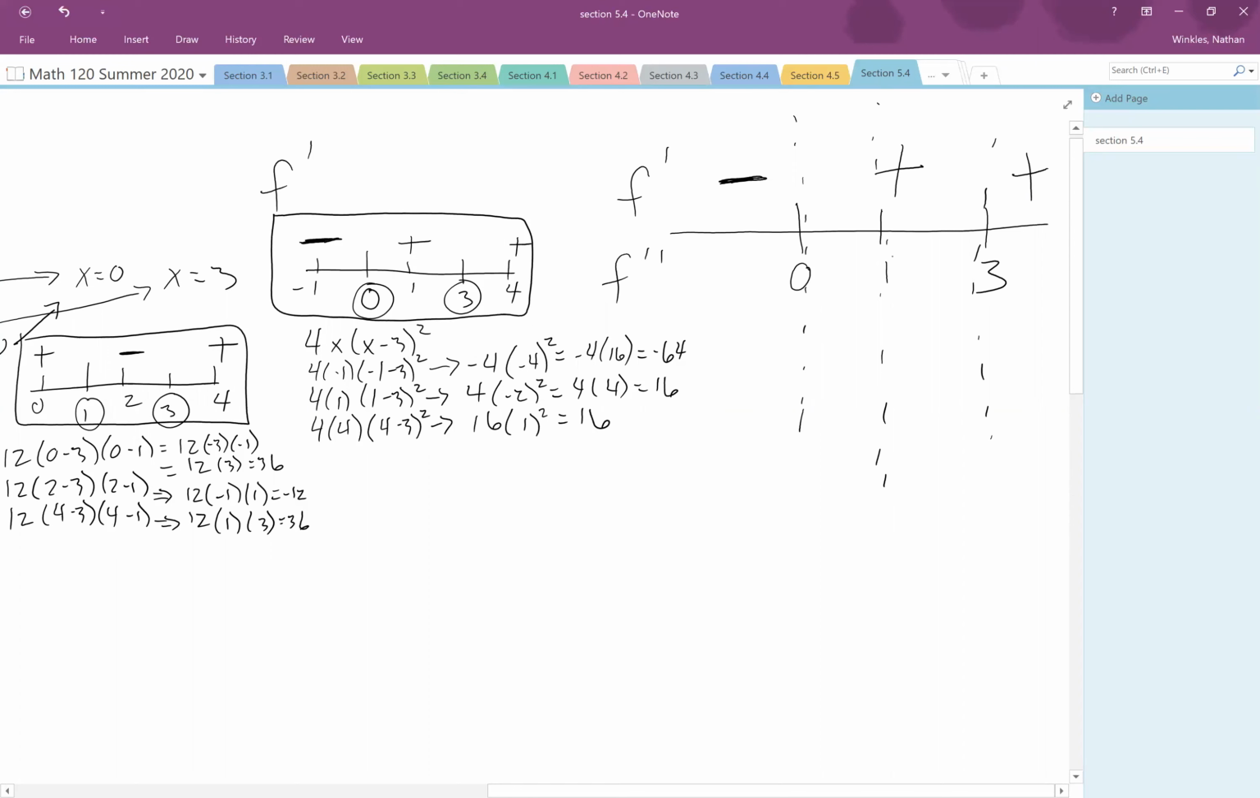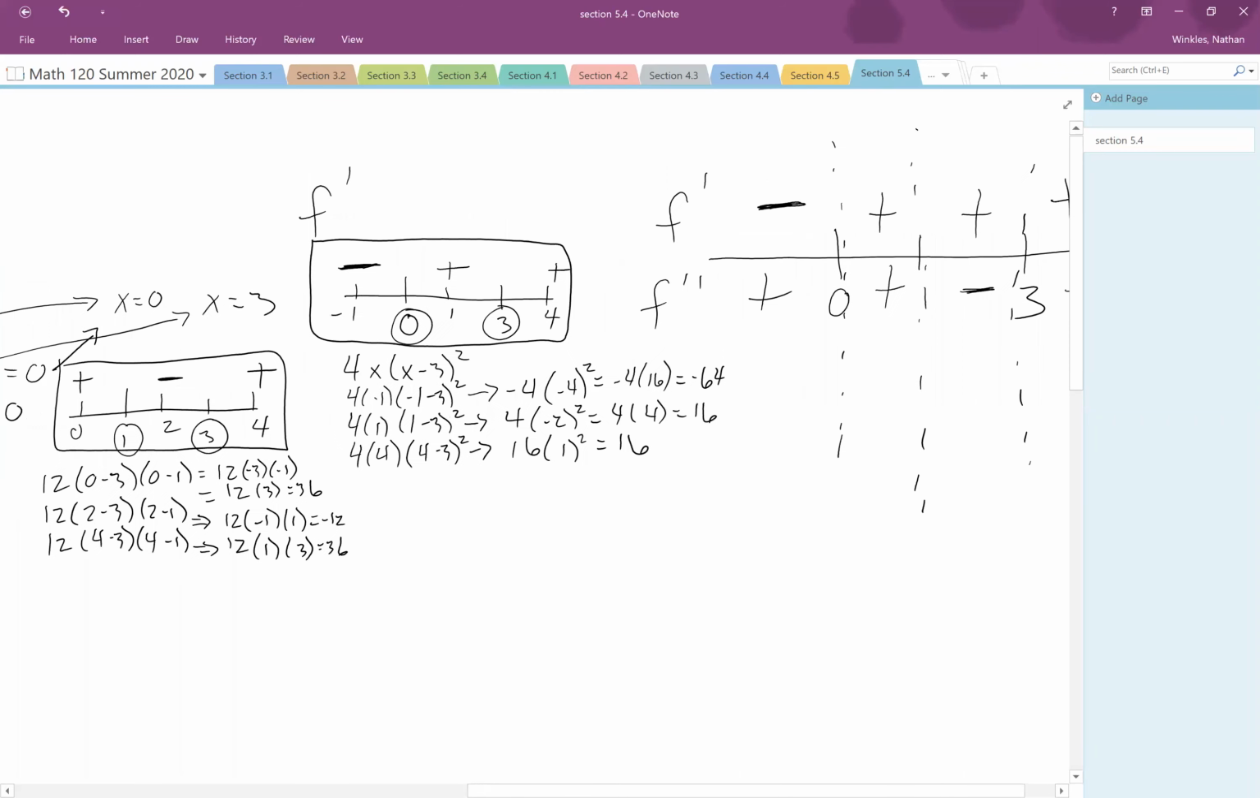For the second row, to the left of 1, everywhere is positive, so I have positive, positive. Between 1 and 3, I have the negative. To the right of 3, I have positive. I'm going to change up the top piece just a little bit: between 0 and 3, it's positive. So positive, positive.